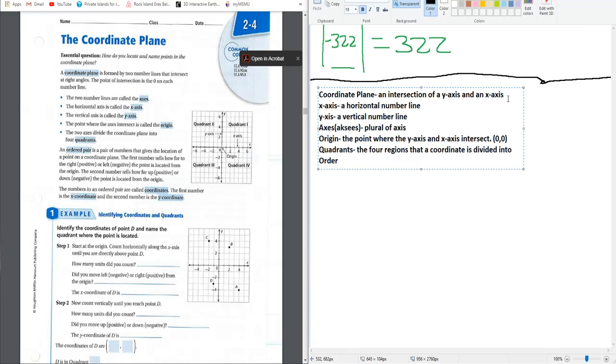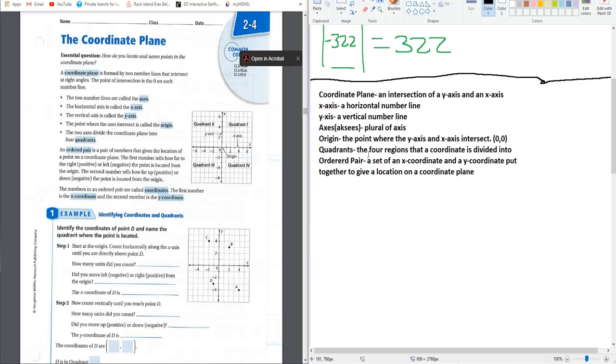Then you have ordered pairs. That is a set of an x coordinate and a y coordinate put together to give a location on a coordinate plane. Okay. So these are all the ones that you need to know for right now. I'm going to kind of explain each of them. So here, let's say that we have this.